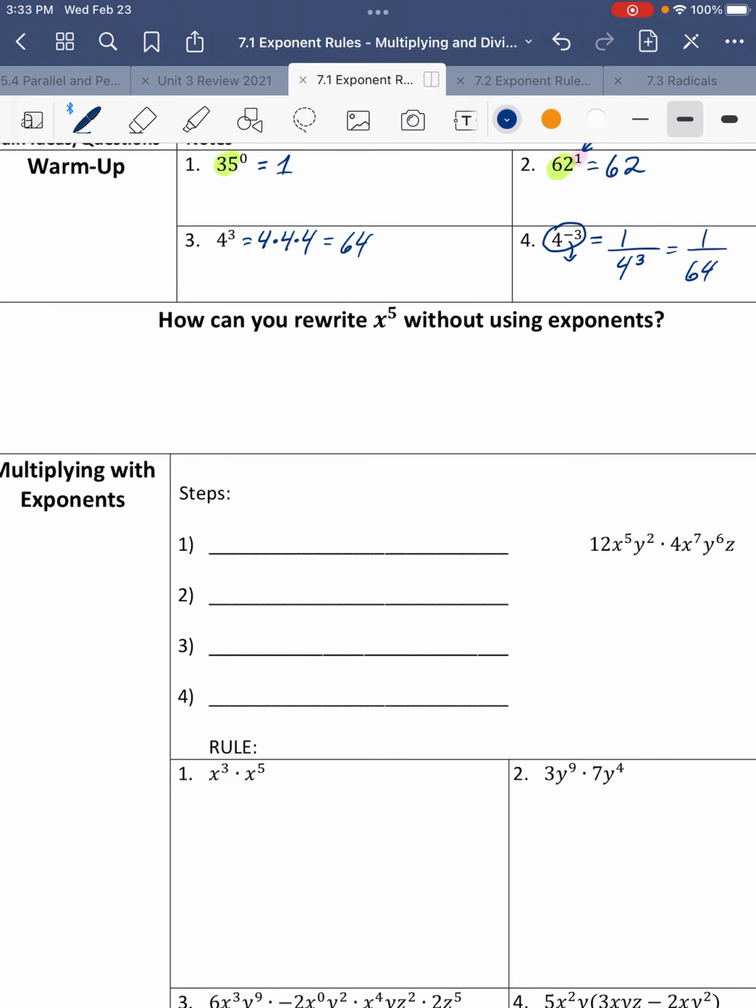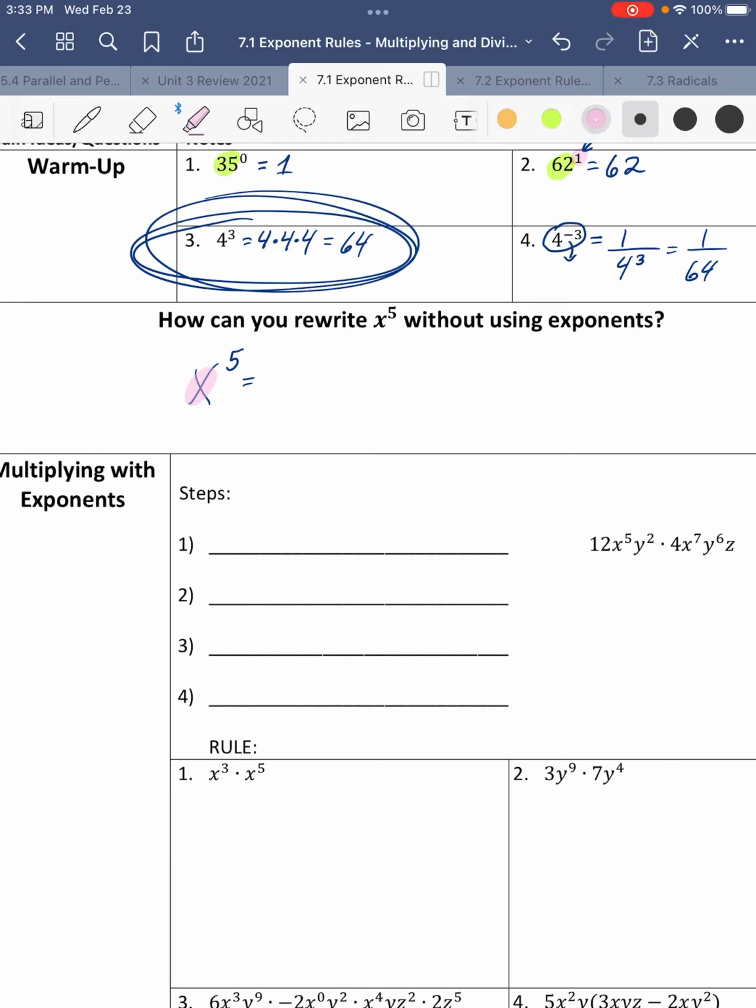All right, let's look into these notes. How can we rewrite x to the fifth without using exponents? X to the fifth, if you take a look back at number 3, the exponent means the base times however many the exponent is. So it's the same thing as x times x times x, so 3, 4, 5 x's. So 5 x's multiplied together is the same thing as x to the fifth.